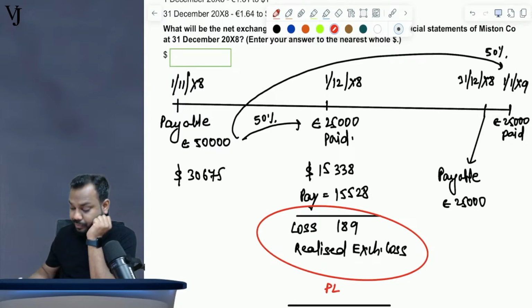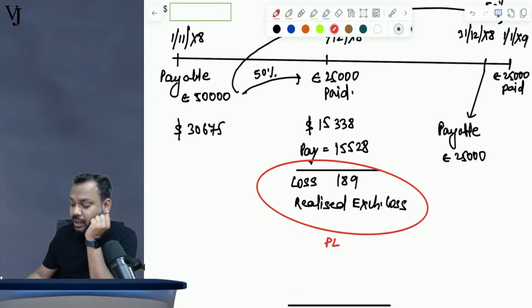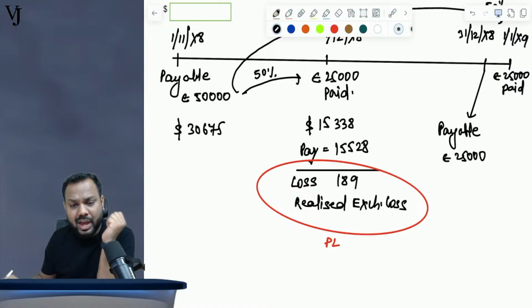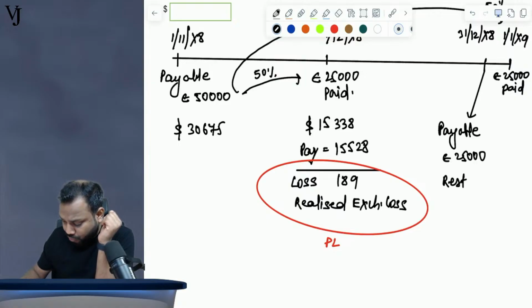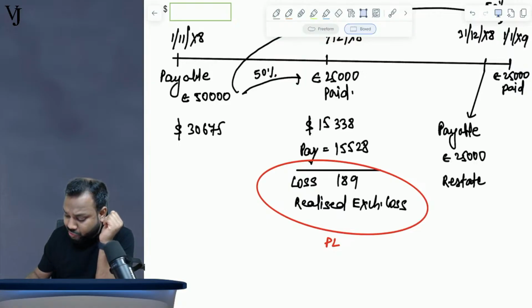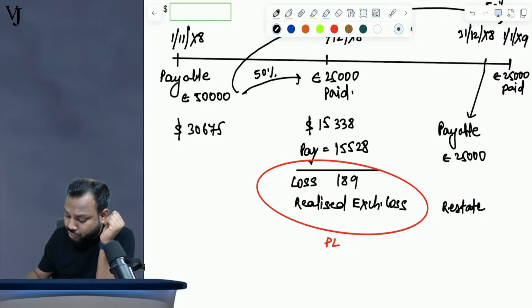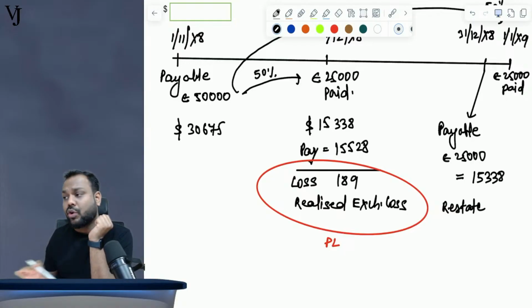Now, on 31st December 20x8, we have a payable of this much, but are we paying it now? No. We will pay in the next year. So we have to restate. But before we restate, tell me what is the value at which it is recorded in our SOFP. 15338 is the value at which it is recorded as of now.